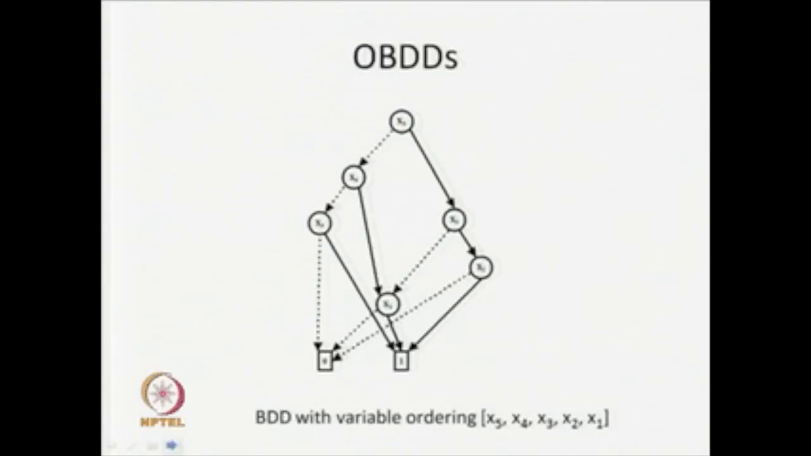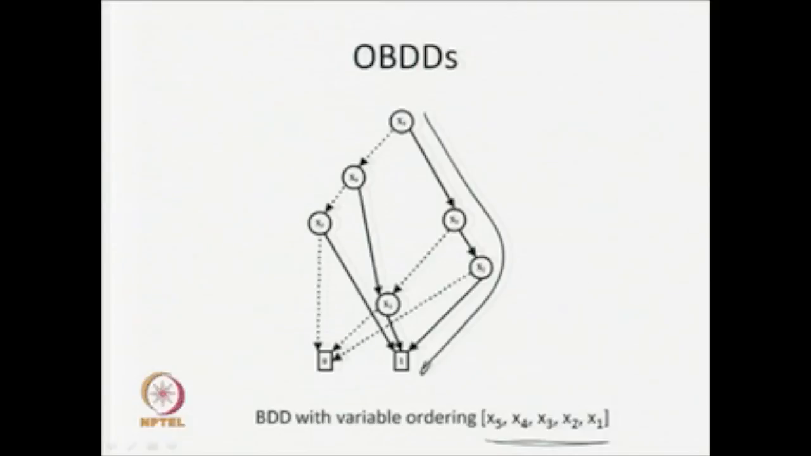Similarly, this is another ordered binary decision diagram, and in this particular case, we are following this particular ordering, say x5, x4, x3, x2, x1. That means, when you look at any evaluation path, the variables must occur in this particular ordering. That means, x5 will come first, then x3, then x2, then it is coming to the terminal node 1.